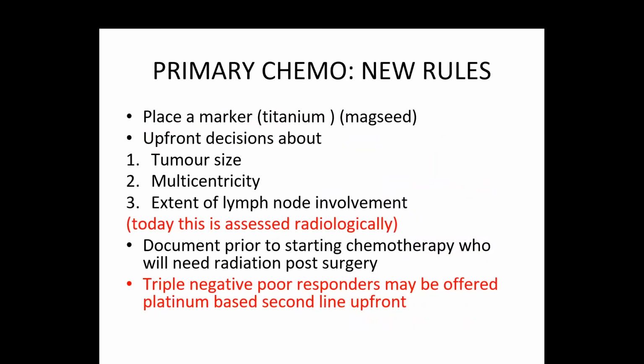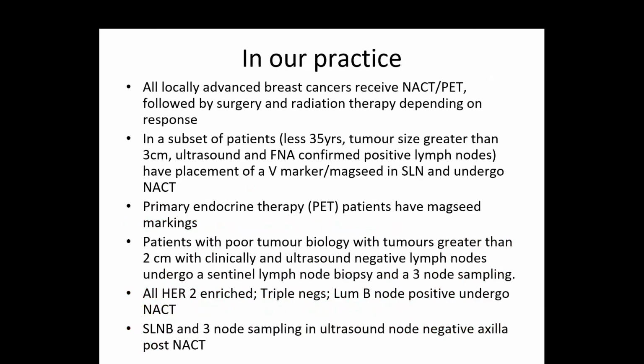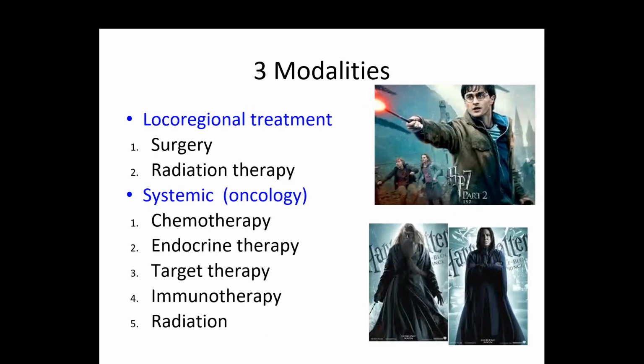So the rules around primary chemotherapy are: place markers up front, understand tumor size, multicentricity, document who needs radiation, and if poor responders need second line. So in our practice, all locally advanced cancers receive NSCT or PET. In our subset of patients, we mag seed the sentinels, we mag seed the patients having primary endocrine. Our poor biology tumors, we do sentinels up front, and we do sentinels post-primary chemo as well.